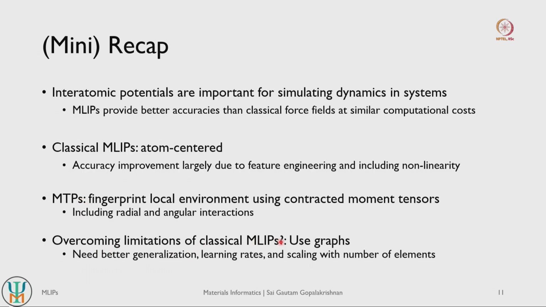And there are some limitations of classical machine learning interatomic potentials. They do not generalize well, they have poor learning rates, and they do not scale that well with number of elements. And the key to solving all of these problems is by using graph based neural networks, which is what we will discuss in the next lecture.